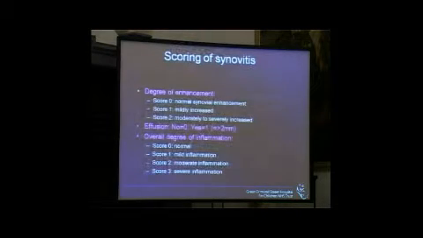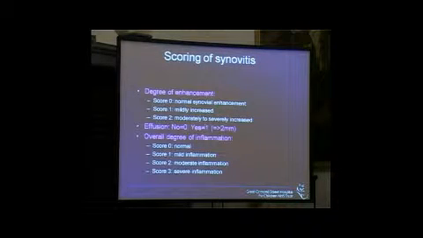The scoring of synovitis will be talked about by Paolo, but the degree of enhancement is going to be graded on a 3-point scale. Presence of effusion will be a yes or a no, and we're going to use 2 millimetres as a cut-off because we've looked at so many normals. Above 2 appears to be a good sign that above that is abnormality.